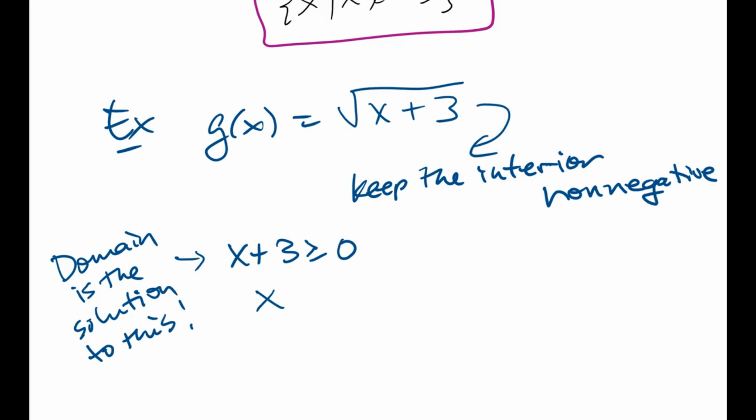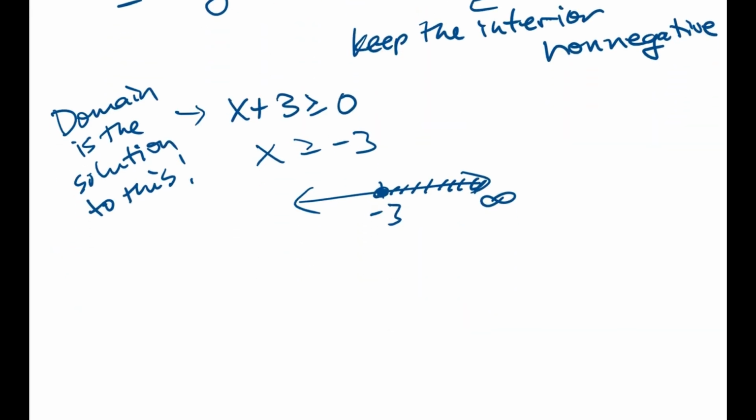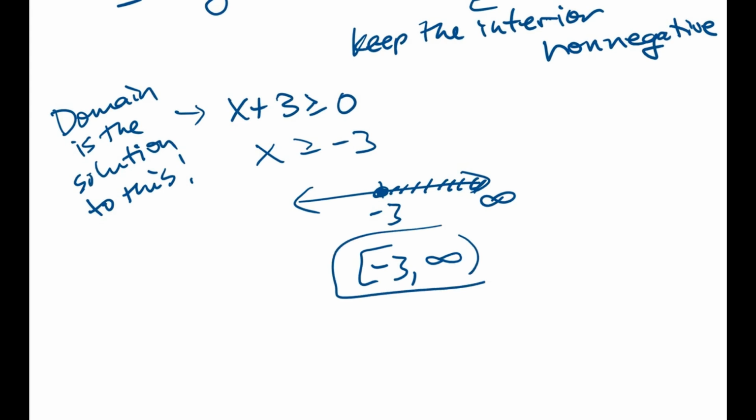So let's see, x, if you subtract 3 from both sides, you get x greater than or equal to -3, which when you put this on a number line, here's -3, x is greater than or equal to it. It goes all the way to infinity, and so the domain would be -3 to infinity. There you go. Here's your domain.